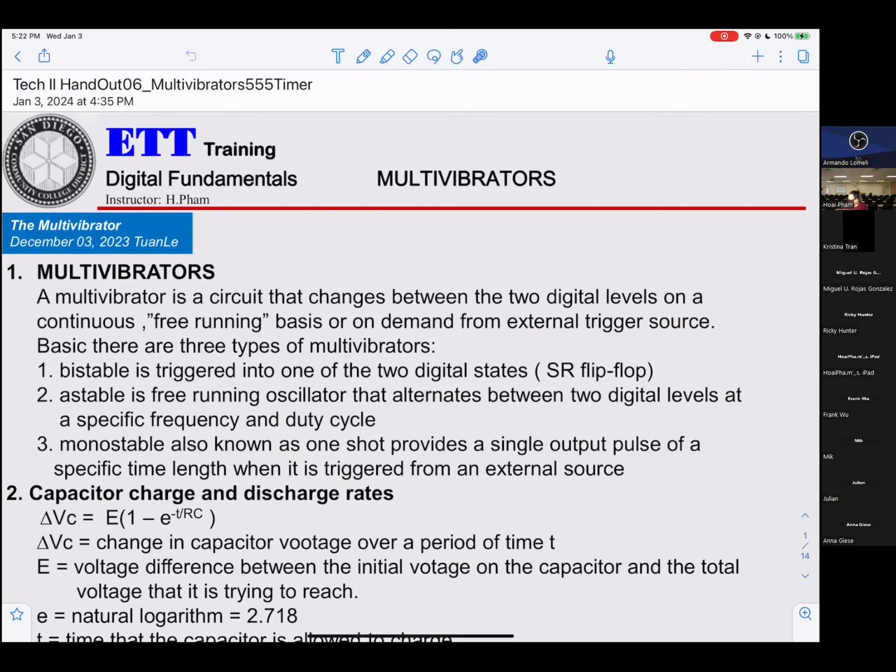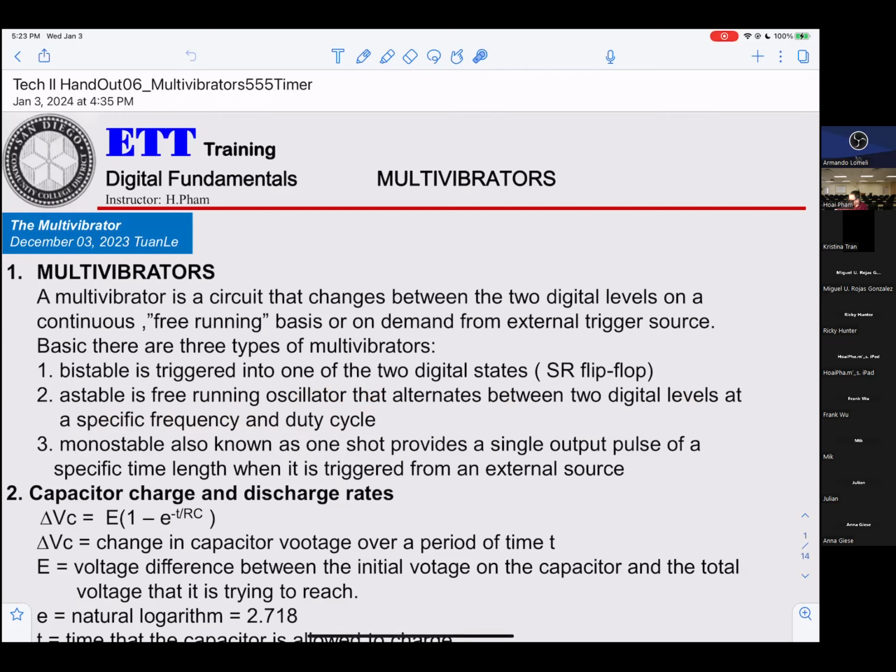Basically, there are three types of multivibrator. Number one, bistable: it triggers into one of two digital states. That means it is just a flip-flop. Number two, astable: a free-running oscillator that alternates between two digital levels at a specific frequency and duty cycle.